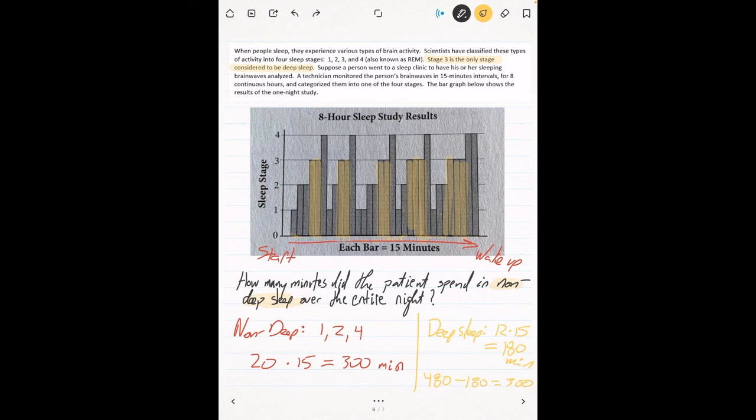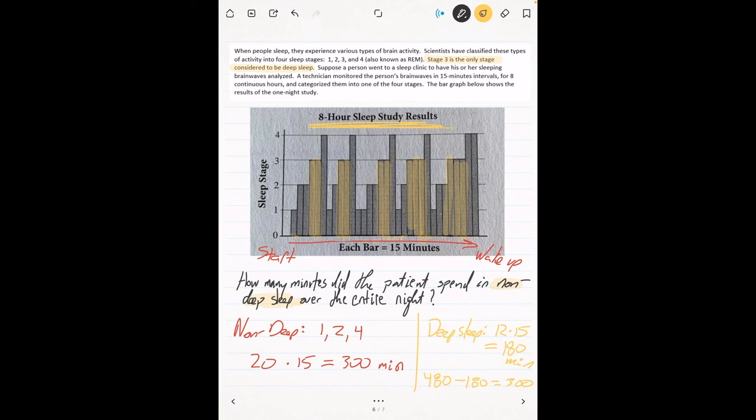Again, what's very key to any of these techniques is making sure we understand the graph, understanding what each axis represents. You should always do that first. Look at your graph. Understand, okay, what's the x-axis telling me? Each bar is 15 minutes, so we're going from the start of our night to when we wake up in 15-minute intervals. What is the y-axis telling us? That's the sleep stages. So, when was I in stage 1? When was I in 2, 3, and 4?